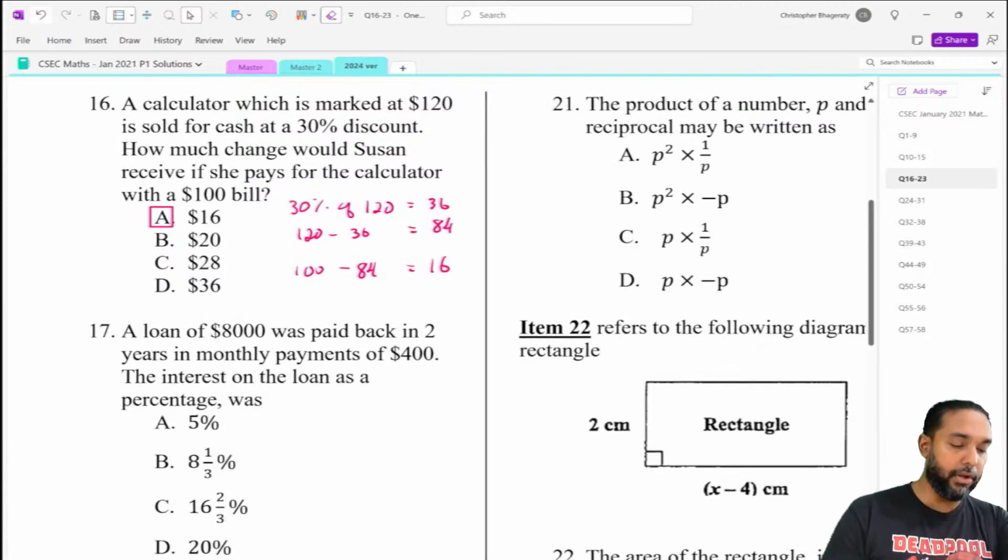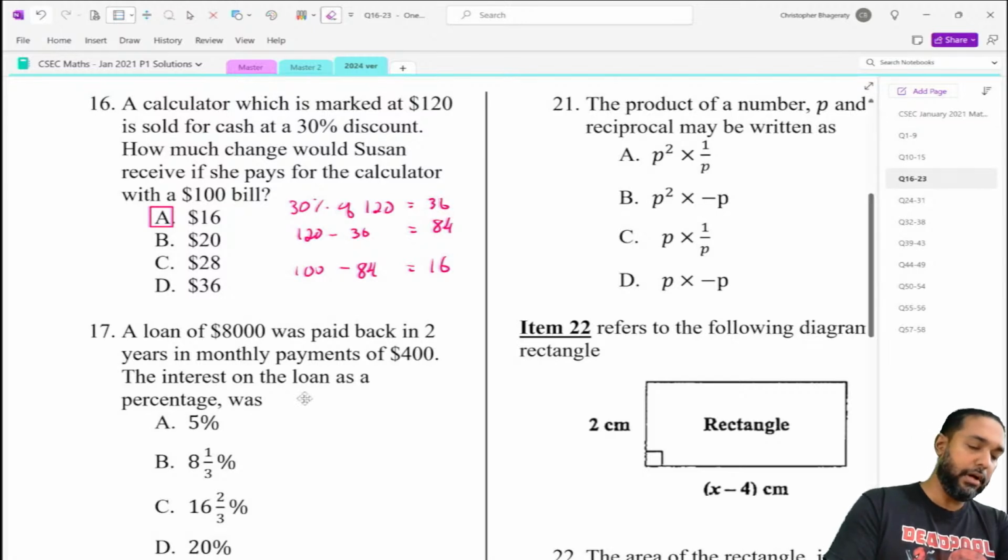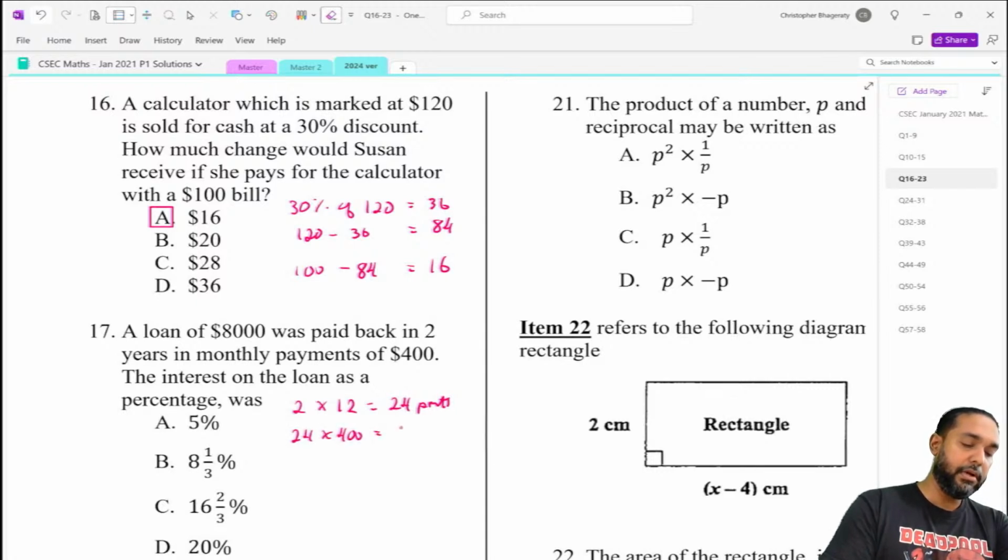Right, okay. A loan of $8,000 was paid back in 2 years in monthly installments of $400. What was the interest on the loan as a percentage? Ooh, interesting. Okay, so you paid back in monthly installments over 2 years. How many months in a year? So if you paid back over 2 years at 12 months, that's 24 payments, right? And you paid back 24 payments of $400. That'll give us $9,600. Now, $9,600 is more than the $8,000 you borrowed, right?